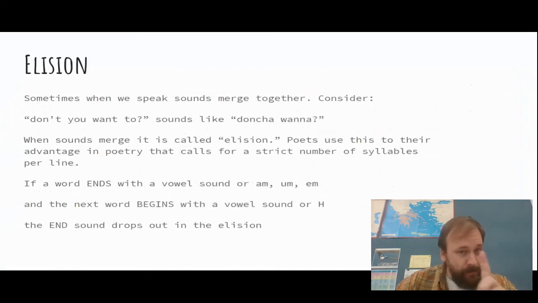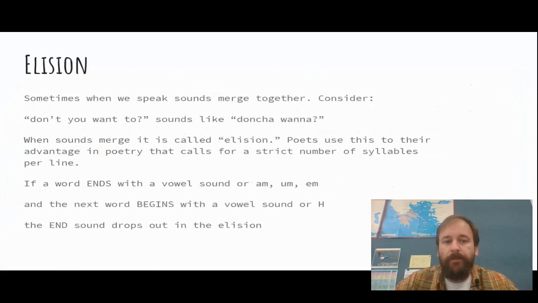Words will elide if the first word ends with a vowel or it ends with a nasal sound. So in Latin, the sounds am, um, and em really should be pronounced more like ang, and m. They're not like we do in English. Don't say it like that. It makes you sound silly. And the next word begins with a vowel sound or an H. Romans didn't consider H to be a real letter. It was just a breath. Those sounds will elide together. The end of the first word drops out and the beginning of the next word takes over.